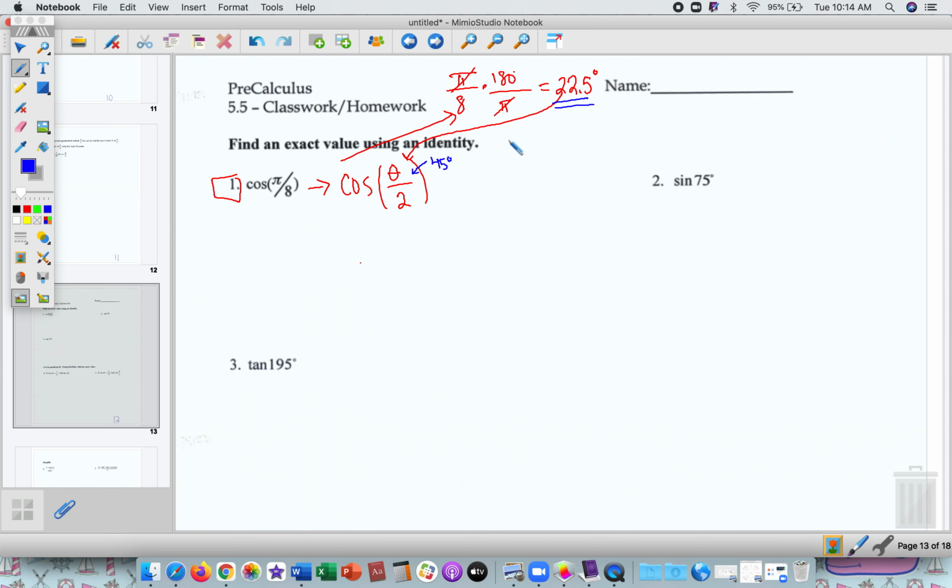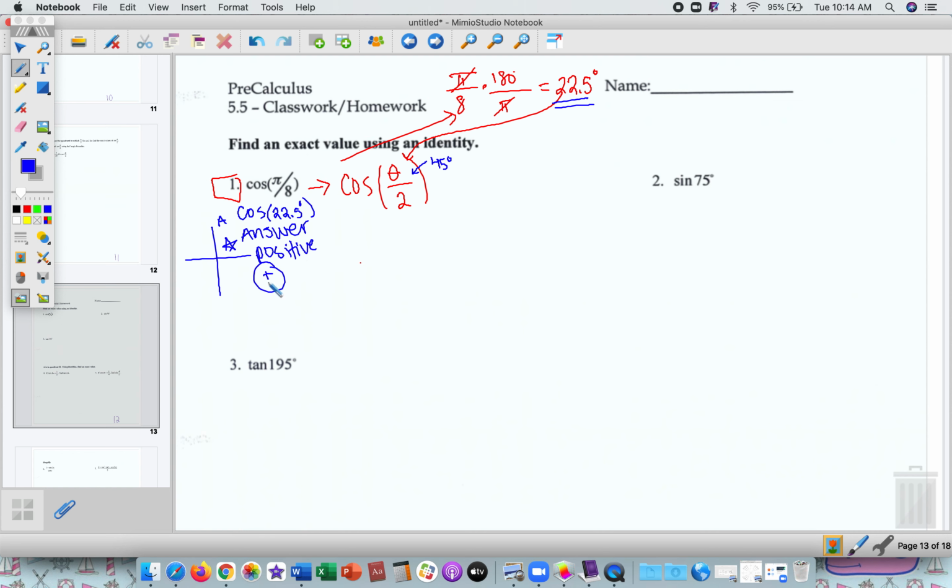I also want to see if cosine should be positive or negative, because when I change it into half or double angles, sometimes I might be looking at something else. So I'm going to ask myself, cosine of 22.5 degrees, what quadrant is 22.5 degrees in? It's in the first quadrant. All values here should be positive, so I know my answer should be positive. I always like to do that before I start. Now, let's see what we get.